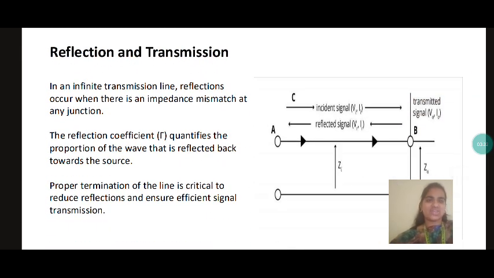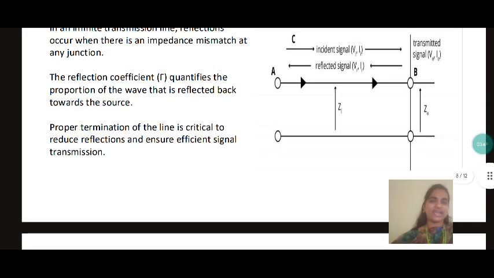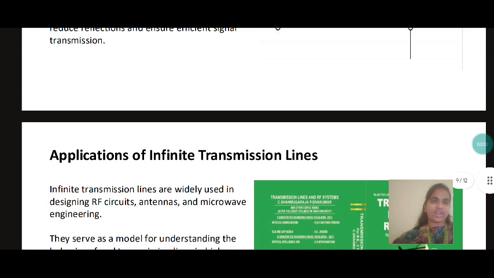Reflection in transmission lines. In infinite transmission lines, reflection occurs when there is an impedance mismatch at any junction. The reflection coefficient quantifies the propagation of the wave reflected back towards the source. Proper termination of the line is critical to reduce reflection and ensure efficient signal transmission.